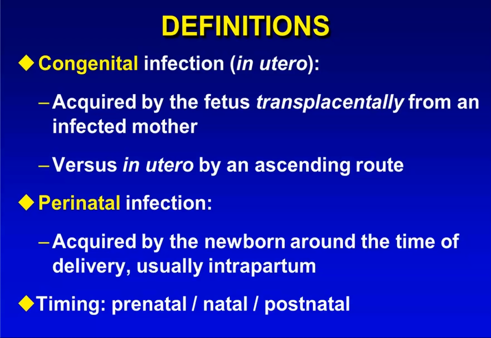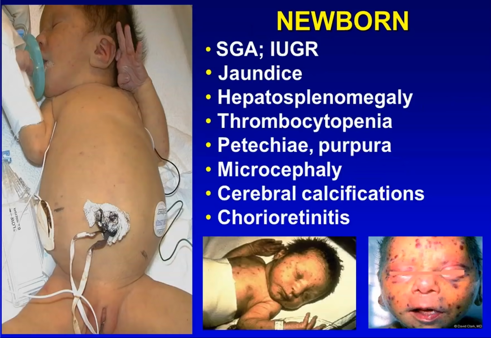It's important to know the timing of when transmission of these various agents can occur, whether prenatally, transplacentally, natally or intrapartum, or whether these infections can be acquired postnatally. Because knowing the timing of when the fetus or the newborn can become infected can lead to successful preventive strategies. So with that, let's discuss what we are talking about.